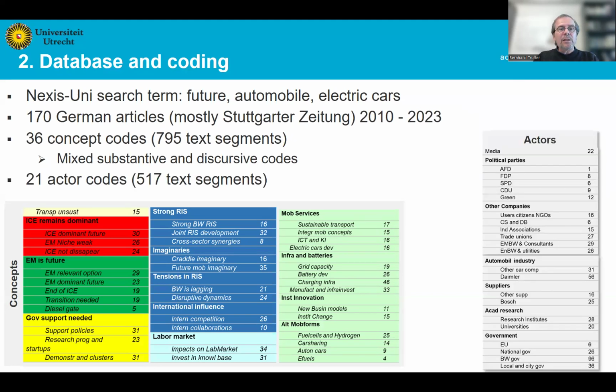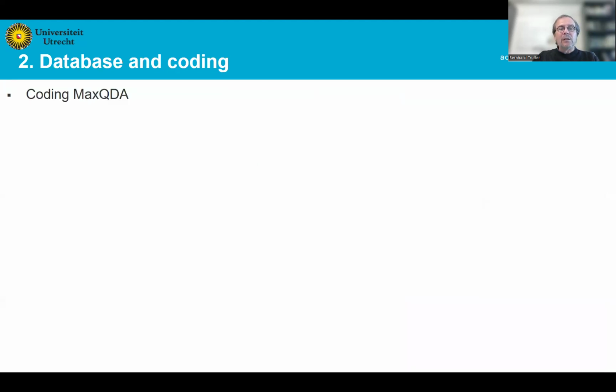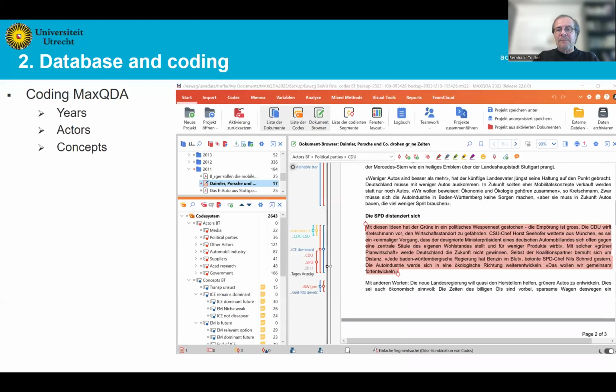As for the actors, we had 21 actor codes, and they were applied to 517 text segments. And you see it was about political parties, other car companies, the automobile industry, suppliers, academic research, and different levels of government.